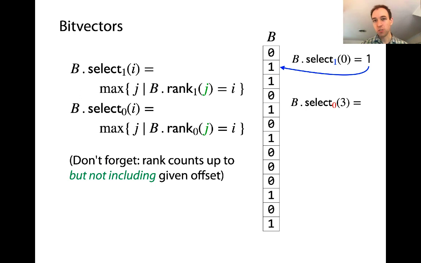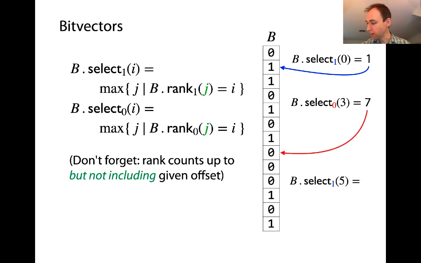Okay, so select sub-0 of 3. That's saying, give me the offset of the 4th 0, or the 0 of rank 3. Okay, so in other words, I need to count 4 zeros down and ask what offset that is. All right, so let's do that. So 1, 2, 3, 4. It's this one. So what offset is that? Let's do that again. 0, 1, 2, 3, 4, 5, 6, 7. That's at offset 7. Okay, so b.select sub-0 of 3 is 7.